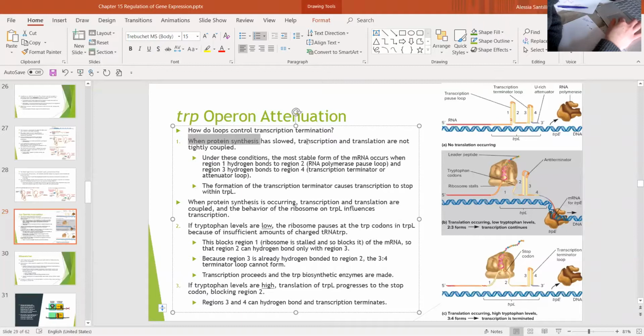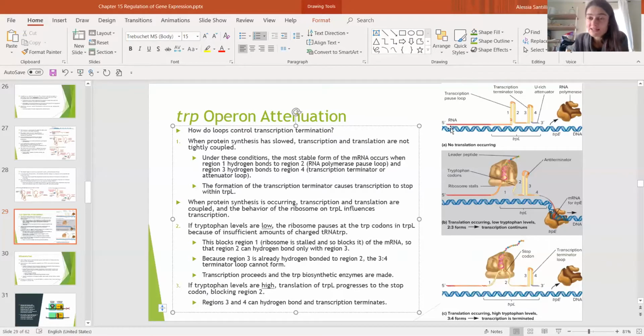So if we had that scenario when we have protein synthesis, our ribosomes are working, but the protein synthesis is slowed down, which actually happens quite normally in bacteria, depending on whether they have to survive the environment or not. So when protein synthesis has slowed, the ribosome is nowhere near the RNA polymerase. So transcription and translation are not tightly coupled, okay? The ribosome's far away. It's really hard to keep up with the RNA polymerase because protein synthesis has slowed down.